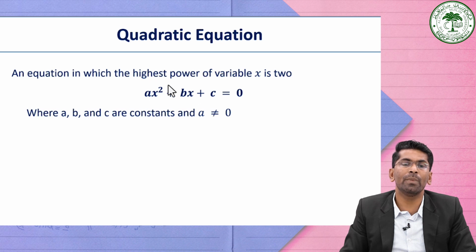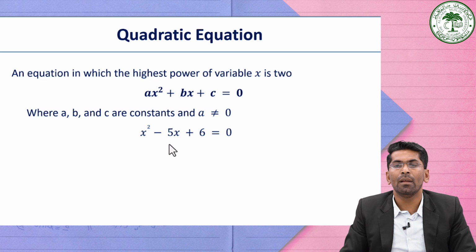See, if a becomes 0, then this entire term goes to 0. Then what is remaining? bx plus c. This equation will become a linear equation. So we are assuming here that a is not equal to 0. Now consider one example: x square minus 5x plus 6 equal to 0. This is an example because here the power of the unknown variable x is 2. So the highest power of the variable is 2, and we can say that this is a quadratic equation.